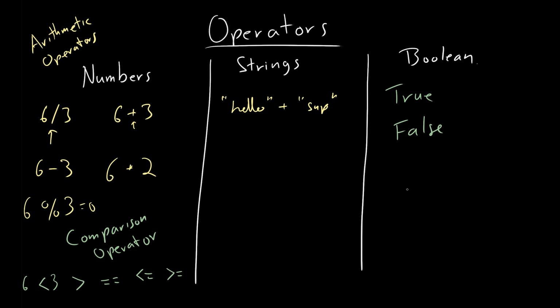So what are the operators for Boolean? The most common ones are and, or, and not. So these are the 3 operators, and what we're going to do is we're going to look at the code and see how this works. So we're going to be using numbers and Booleans now.